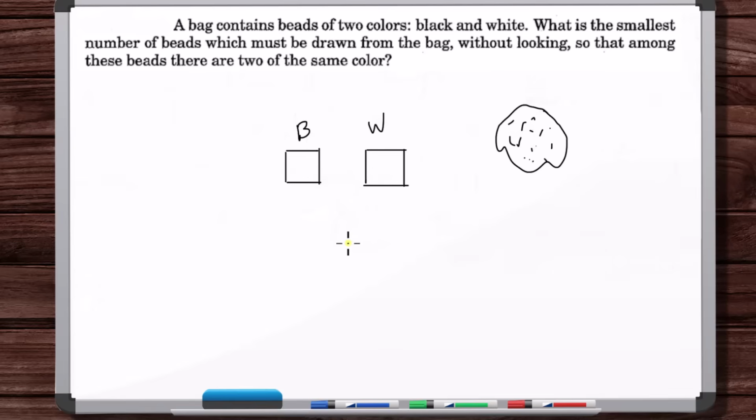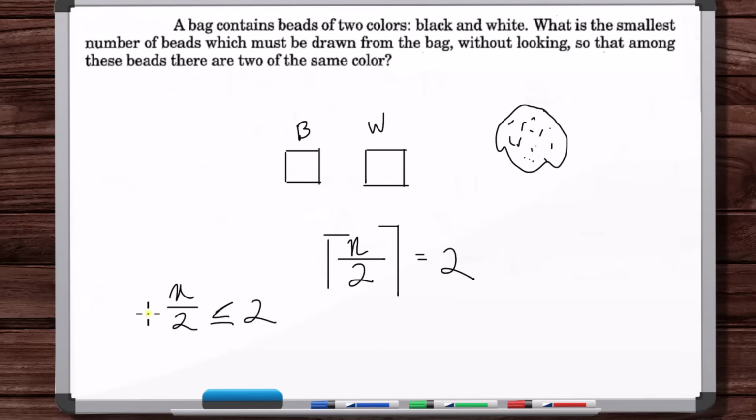So we don't know what N is. We know what K is. And do we know C? Two of the same colors. C is 2. So, okay, this is N divided by 2. The ceiling function is going to be less than or equal to 2, greater than 1. So N is less than or equal to 4, greater than 2. So the lowest value here is N equal to 3. So the answer is 3.